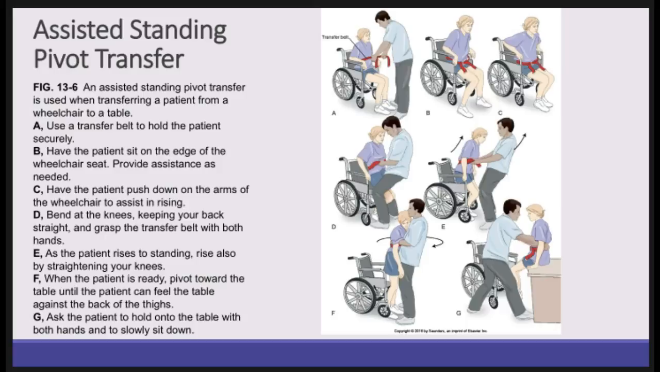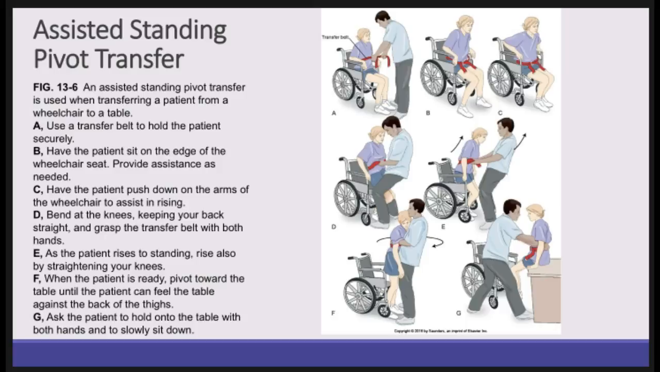Assisted standing pivot, as I said, this is a person who can't really walk, but they can help a little bit getting up out of the chair. You help them and help them turn and have them sit on the edge of the table so you can get them on the edge there.